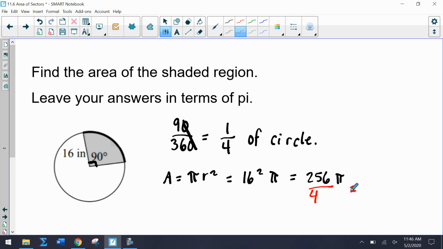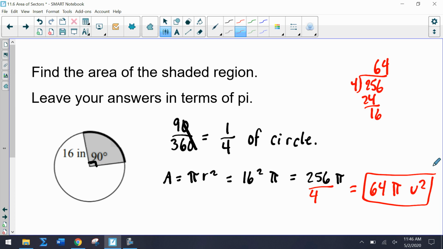So we end up with 256 divided by 4, which is 64 pi units squared. It's the area of that shaded region. And so all of these answers we're going to leave in terms of pi. It's just easier to do that. So sometimes you may need your calculator to simplify, and it's okay to use your calculator to help you do some of this scratch work on the side.